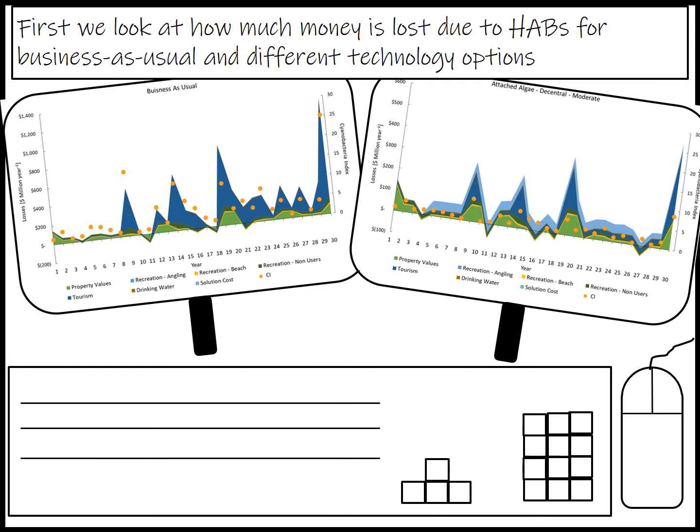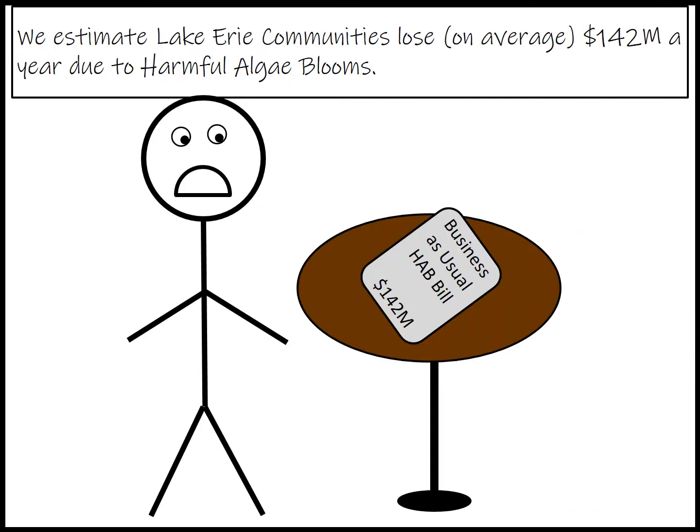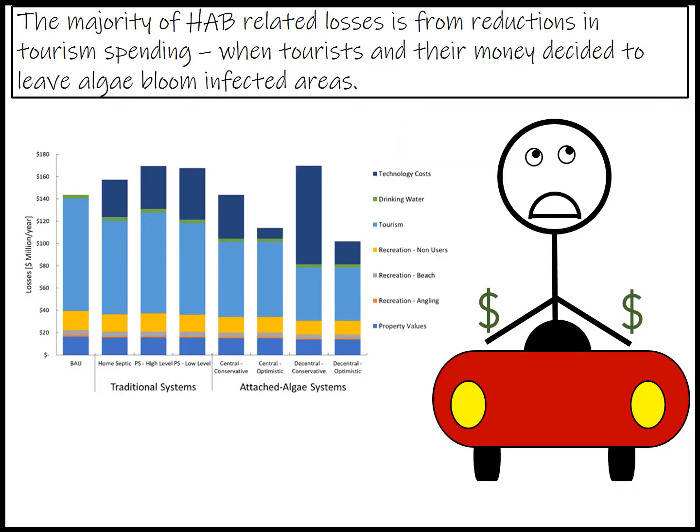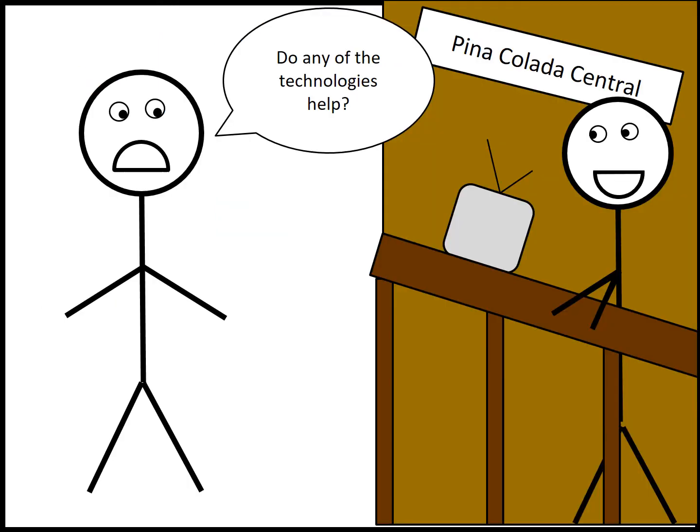We first looked at how much money is being lost in these areas due to harmful algae blooms with and without different technology options. We estimate that Lake Erie communities lose on average $142 million a year due to harmful algae blooms. This is due in large part to losses in tourism, where tourists and their dollars decide to go elsewhere. Do any of the technologies help?